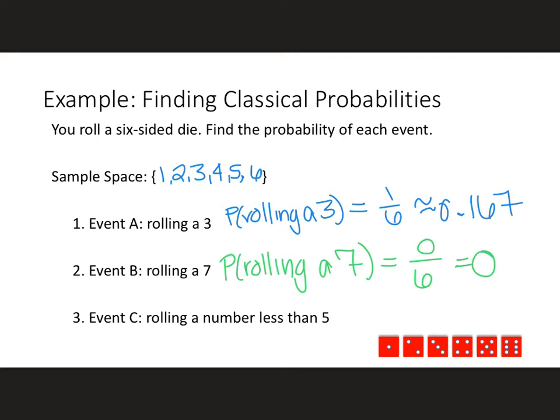Now we have rolling a number less than 5. So if I'm rolling a number less than 5, that's going to be 1, 2, 3, or 4. Okay, so again, probability of rolling a number less than 5. So we're going to have 4/6, or approximately 0.667.